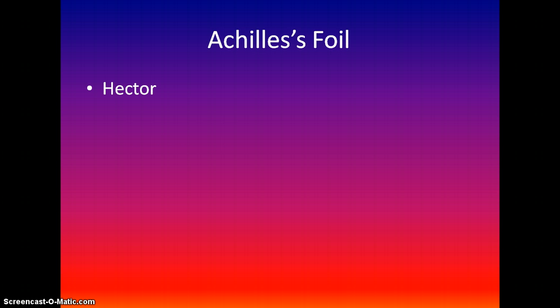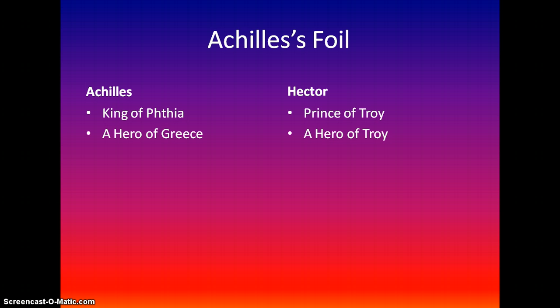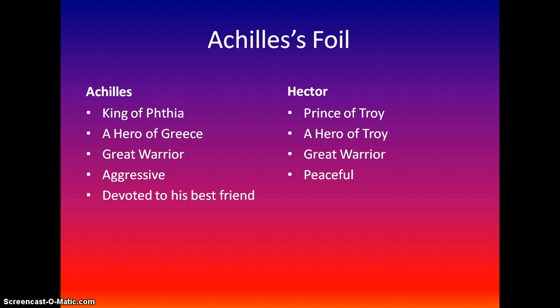Achilles' foil is Hector, the man who takes Patroclus' life in battle. Hector parallels Achilles' life in that Achilles is a king of Phthia, Hector is a prince of Troy. Achilles is a hero of Greece, and Hector is a hero of Troy. They are both great warriors. Achilles is aggressive. However, Hector is peaceful. He's a good fighter, but it's not in his nature to want battle and war.